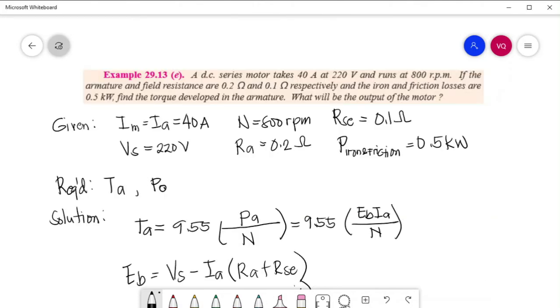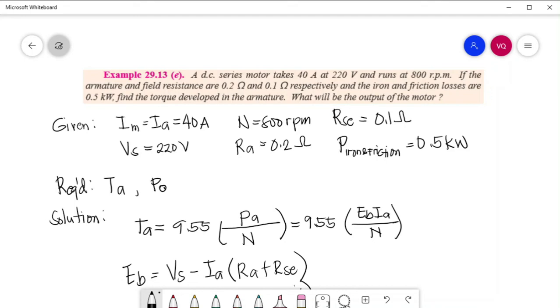Next, a DC series motor takes 40 amperes at 220 volts and runs at 800 RPM. If the armature and field resistances are 0.2 ohm and 0.1 ohm, respectively, and the iron and friction losses are 0.5 kilowatts, find the torque developed in the armature. What will be the output of the motor?